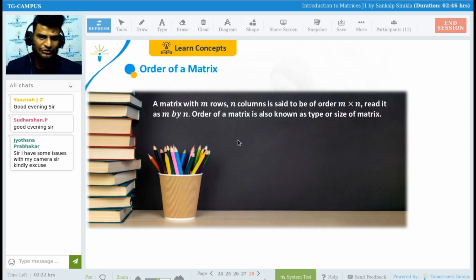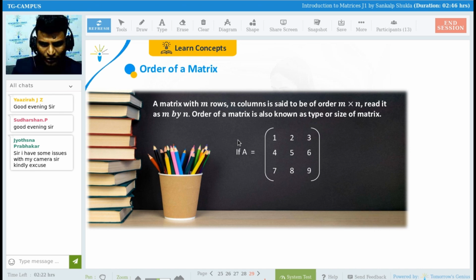The same is written in the definition. A matrix with M rows and N columns is said to be of order M cross N. Read it as M by N. The order of a matrix is also known as the type or size of the matrix. Very important points, as we can see in the definition.